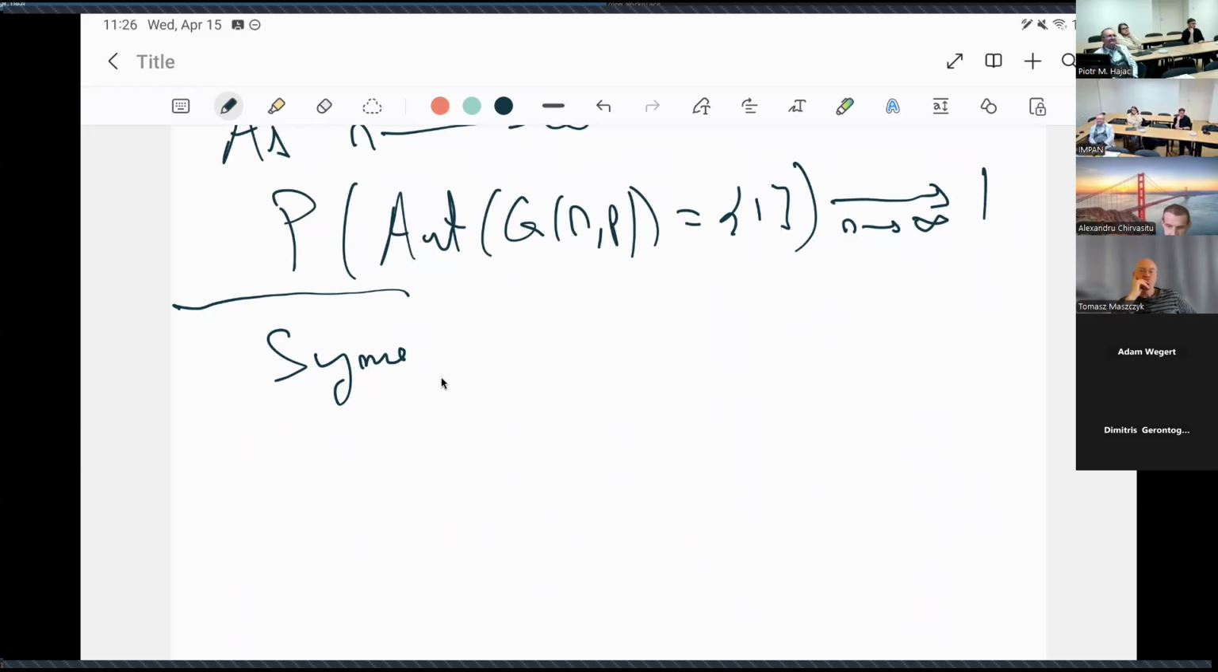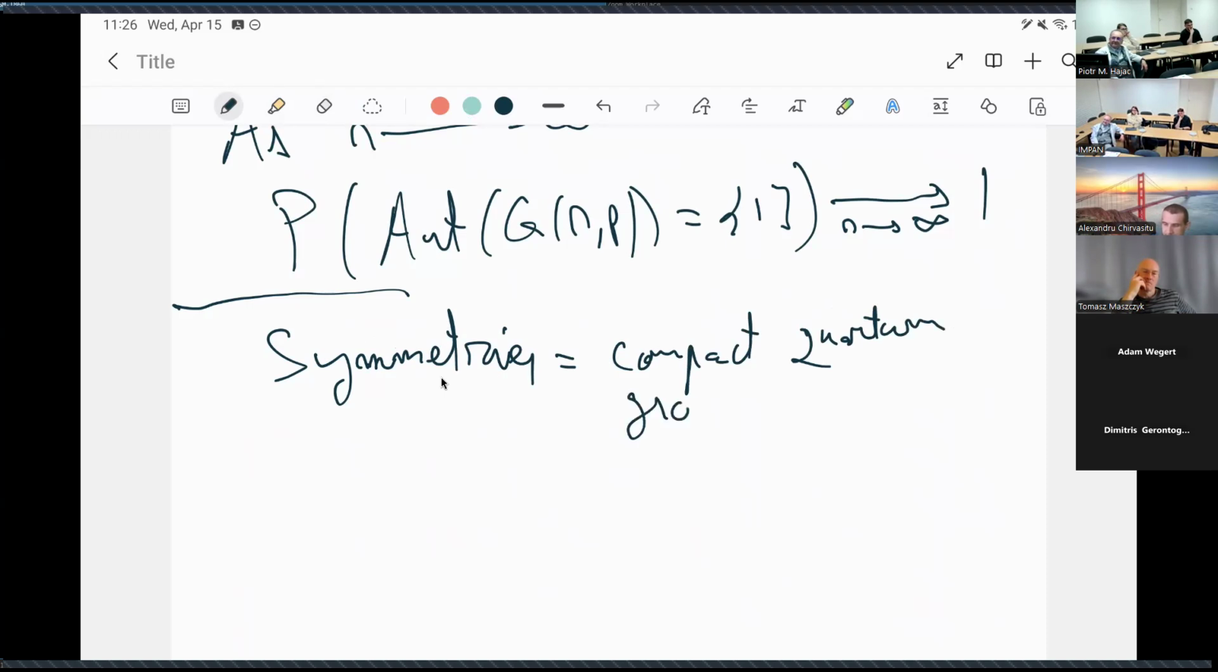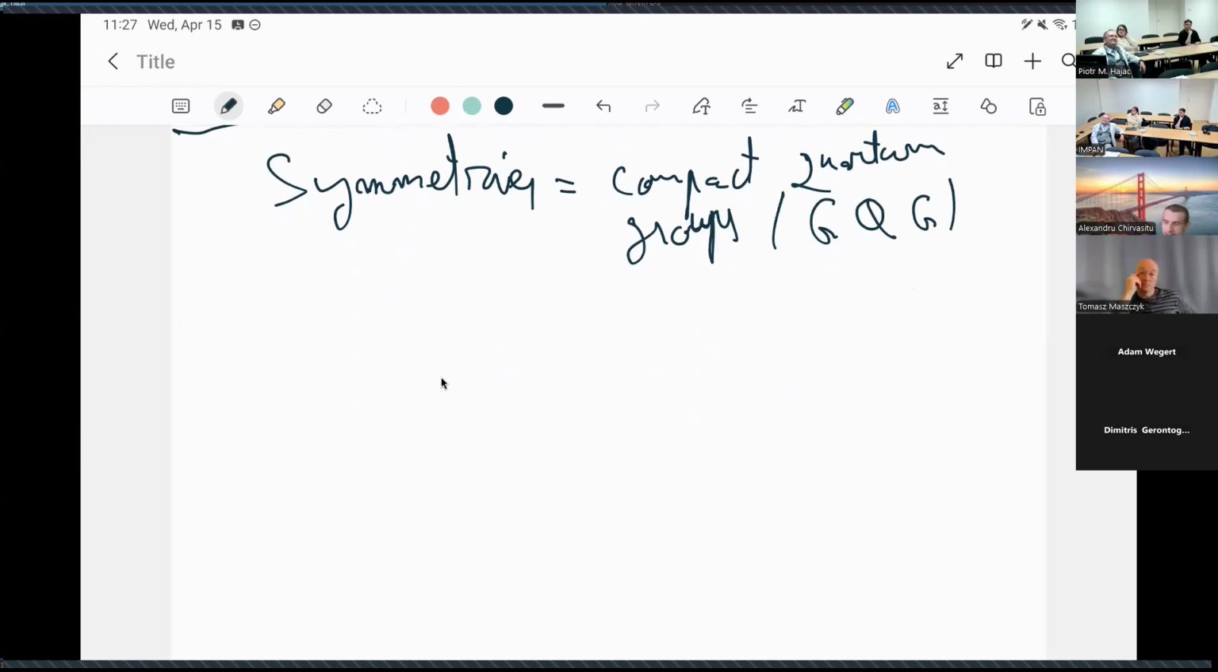Symmetries, let me not misspell it. Symmetries for us, compact quantum groups. Instead of this mouthful, of course, we're going to write CQG, right? CQGs in the following guise. So they're regular function algebras. You think of them as CQG, right? It's not GQG. That must have looked confusing.